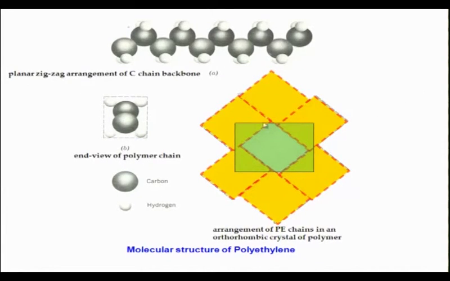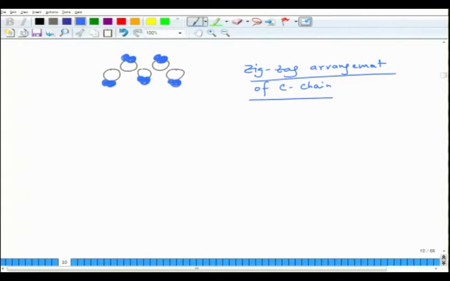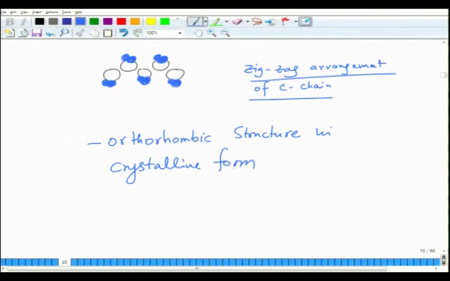They make a structure something like this, and you can make the unit cell, which is this green colored unit cell, the orthorhombic unit cell of polymeric chains. These are all chains, and they arrange in a fashion so that a crystalline form of polyethylene can make an orthorhombic unit cell. A highly crystalline form of polyethylene will make an orthorhombic unit cell.